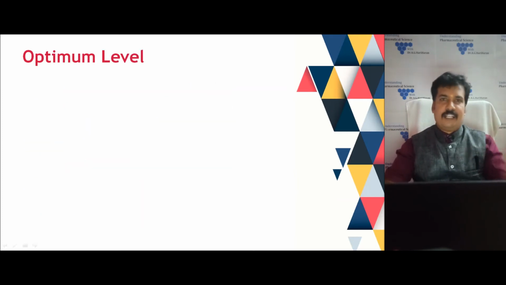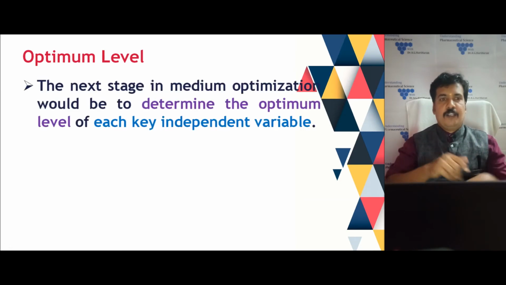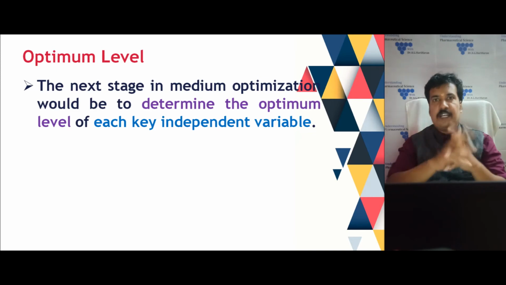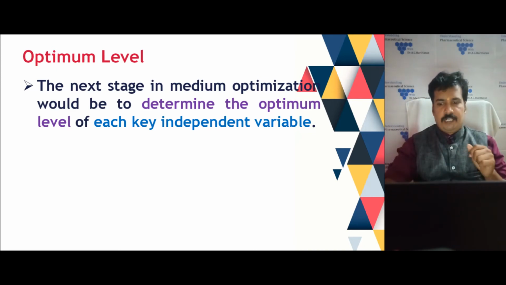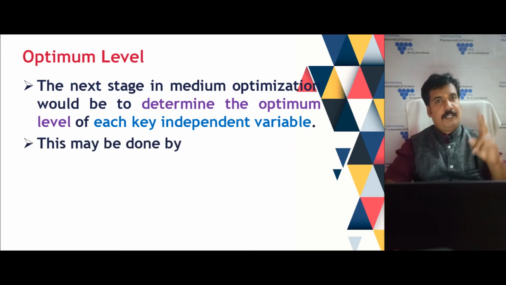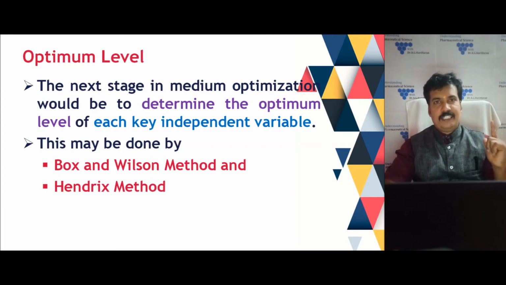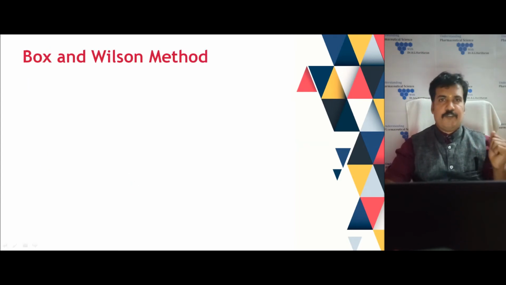Then the next step in the Plackett-Burman series will move on, especially to the optimization level. Optimization is finding a particular value of the key independent variables which are significant for the product formation. This can be done in 2 ways. One is the Box-Wilson method and the second is the Hendricks method. So how we can calculate by these 2 methods, if you can see.